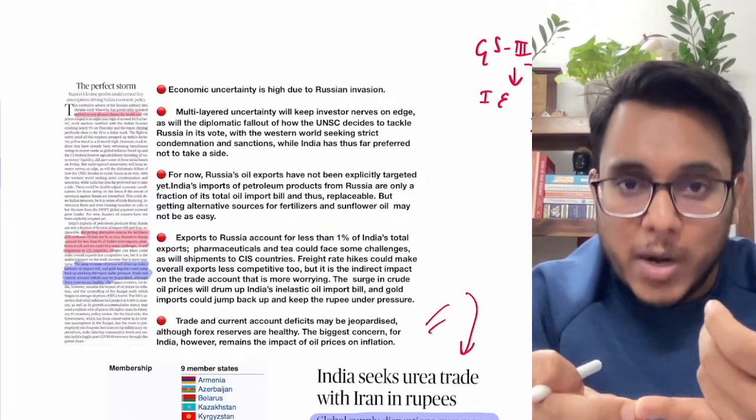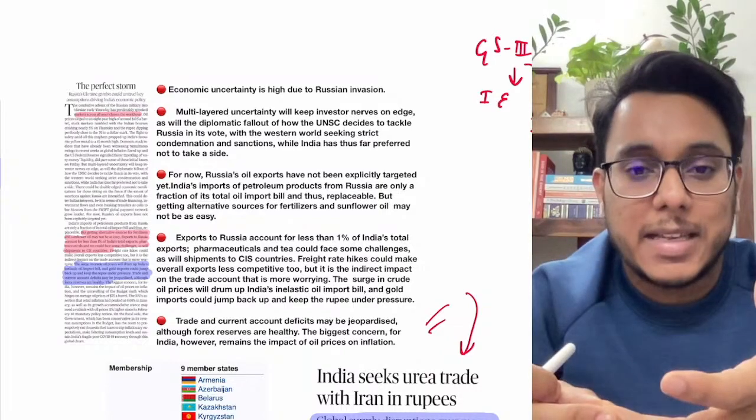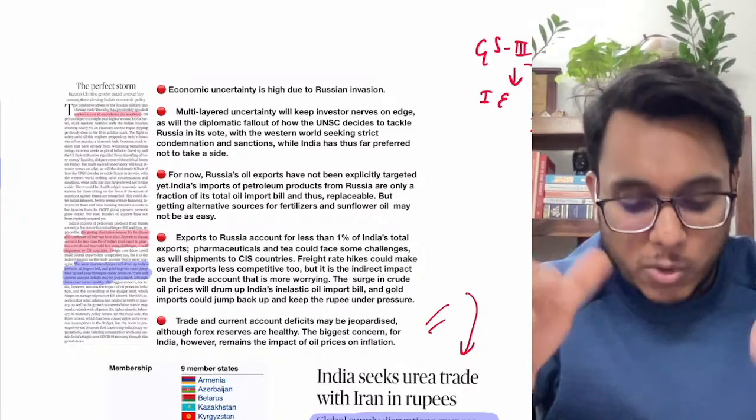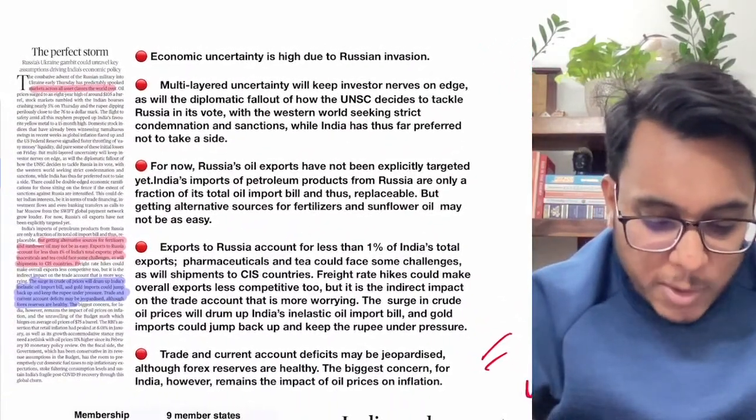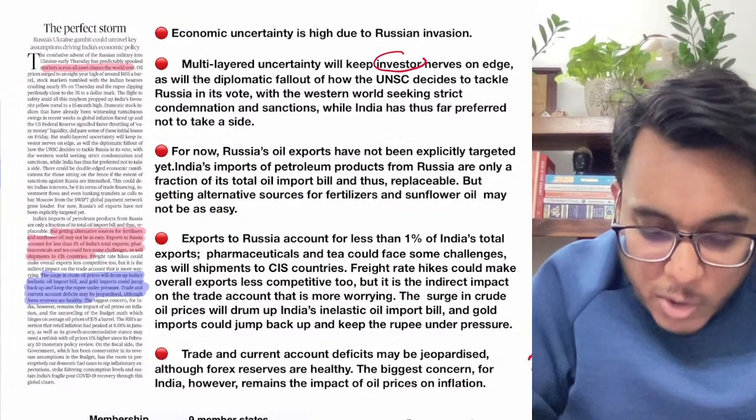Okay, so gold has soared, the stock markets have crashed, crude oil has increased. Clear? All these issues are going on. Now this economic uncertainty will continue, and the investors will be on their nudge.